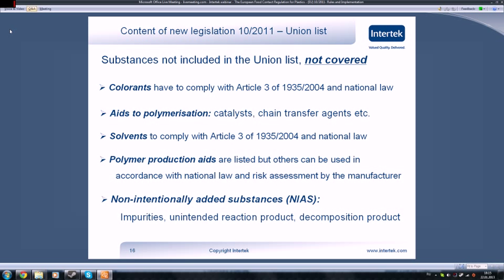Substances not included in the union list and not covered. Colorants. Colorants are not mentioned in the union list. Still, there are some colorants like titanium oxide, which are in the PIM for historical reasons. But generally, colorants have to comply with Article 3 of Framework Legislation 1935/2004 and national law. Then aids to polymerization, like catalysts, chain transfer agents, etc. They are not mentioned in the PIM as well. Solvents need also to comply with Article 3 of 1935/2004 and national law. Polymer production aids are listed, but others can be used in accordance with national law and risk assessments by the manufacturer.